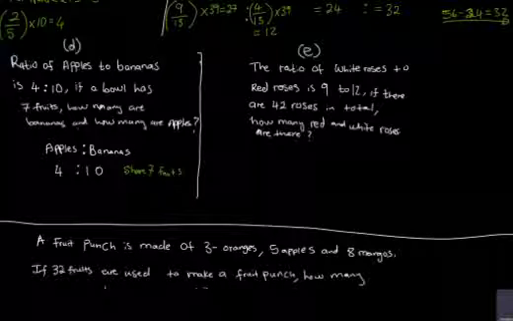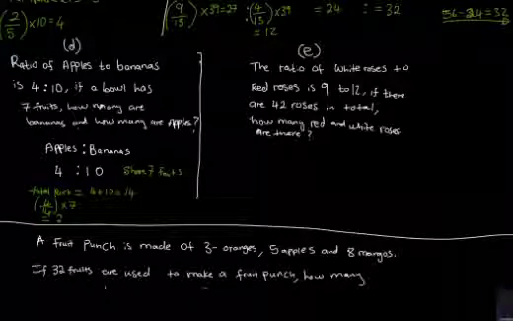So what you're going to do is find the total parts, which is going to be 4 plus 10 equals 14. Then for each of them, for the one for 4, you're going to say 4 over the total, which is 14, all of that multiplied by the number being shared, which is 7. And this will be equal to 2.